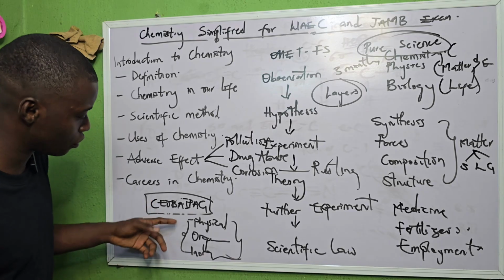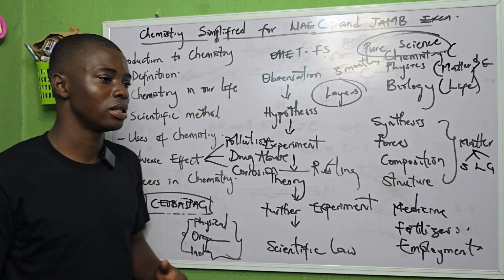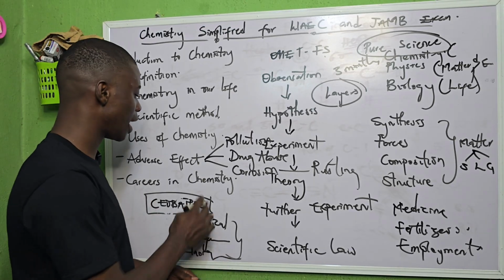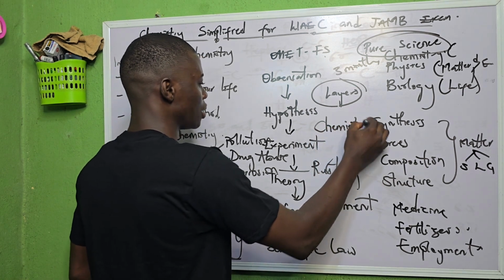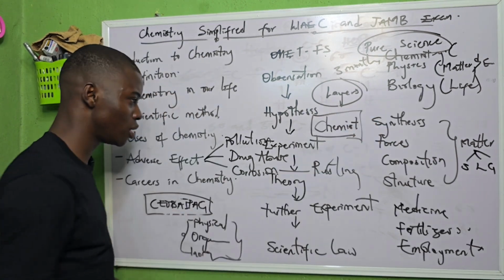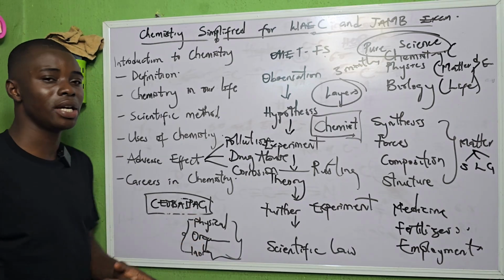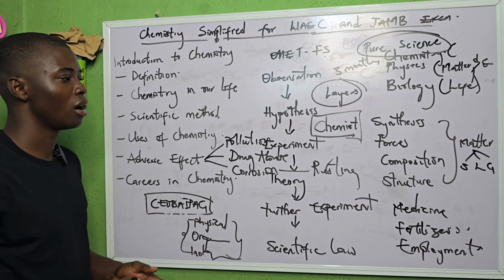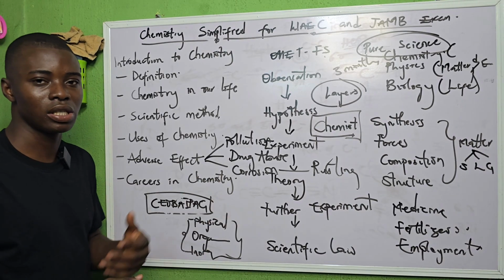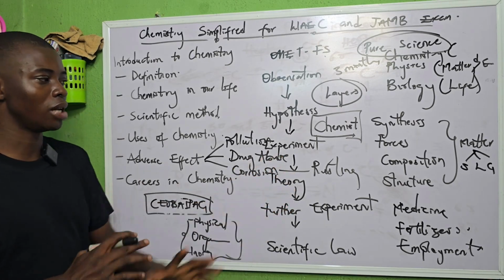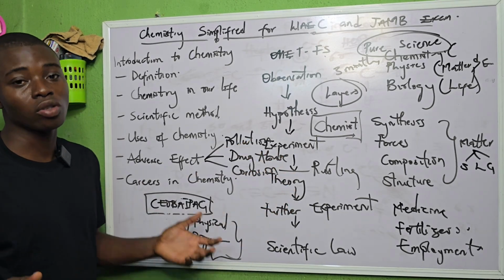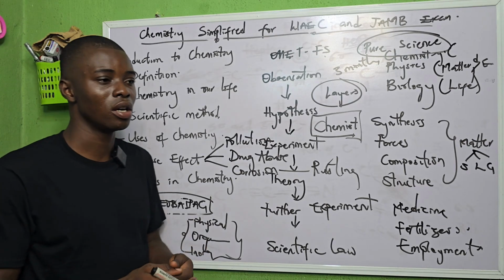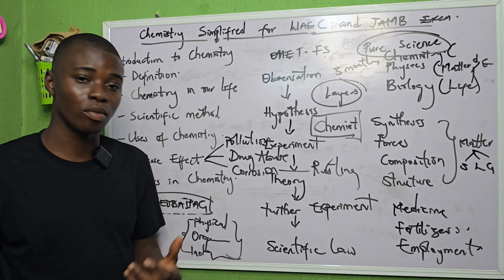What are the careers in chemistry? Someone that studies chemistry is called a chemist. Like myself now, I study chemistry, so I am a chemist. As a chemist, you can be a tutor, which is a teacher, in higher institutions and secondary schools. Apart from that, you can work in most labs.